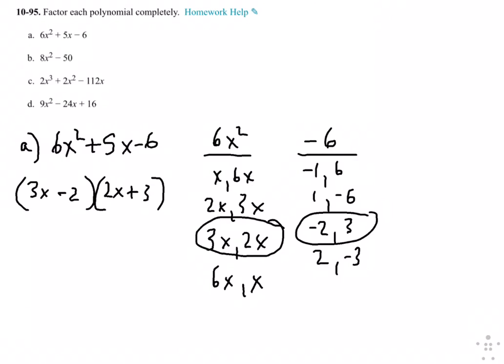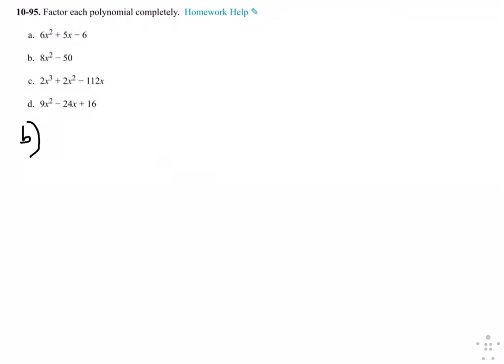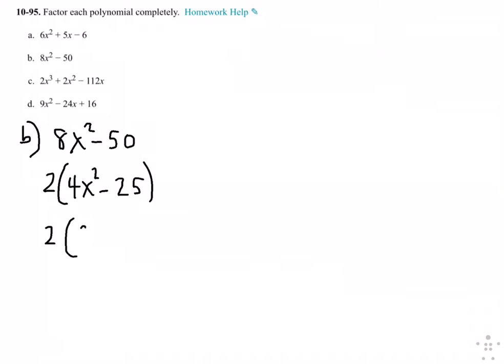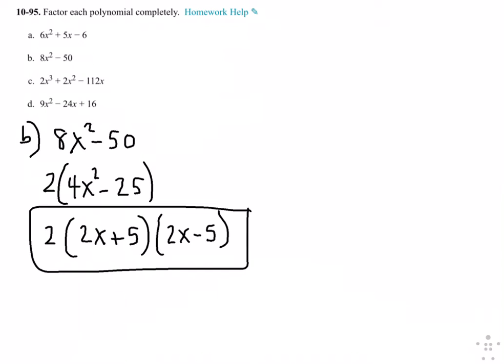Okay, for B, let's make space. B, we have 8x squared minus 50, right? We can factor out a 2, the GCF, and I'm left with 4x squared minus 25. 4x squared minus 25 is a difference of squares, right? So it factors to 2x plus 5, 2x minus 5, because it's a difference of squares. And that's in fully factored form.